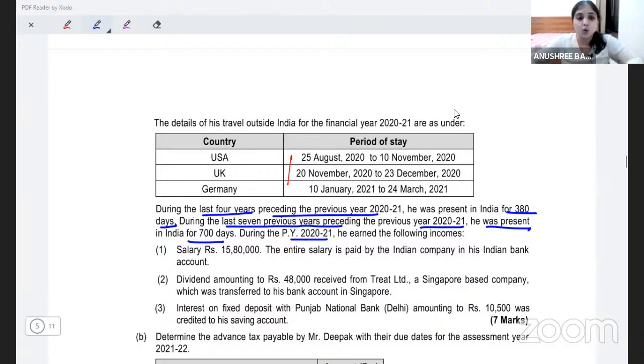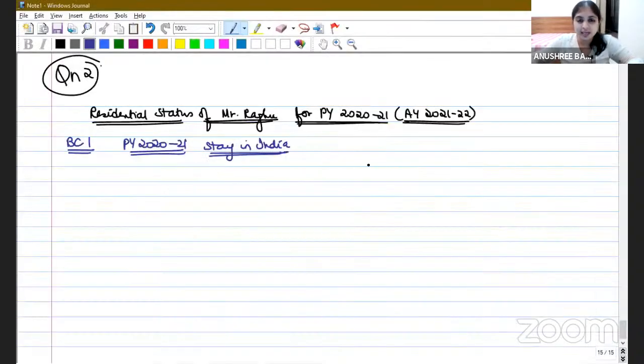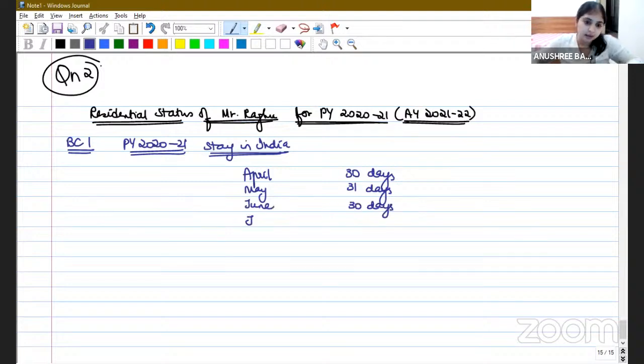Now, when is he going to US? He is going to US from 25th August to 10th November. So, which means till August he is in India. So, April, full 30 days he is in India. In May also, all 31 days he is in India. Even in June, all the 30 days he is in India. Even in July, all 31 days he is in India.